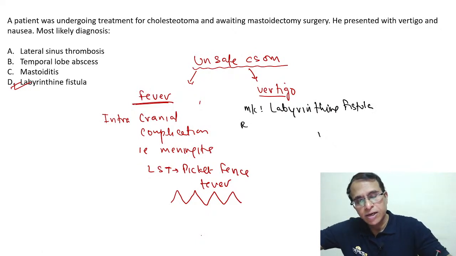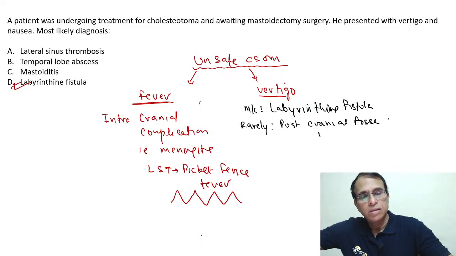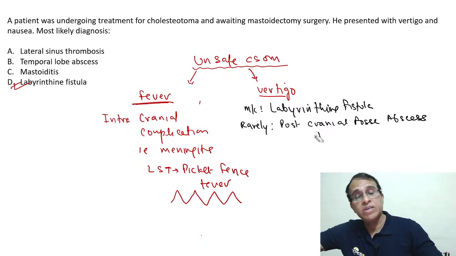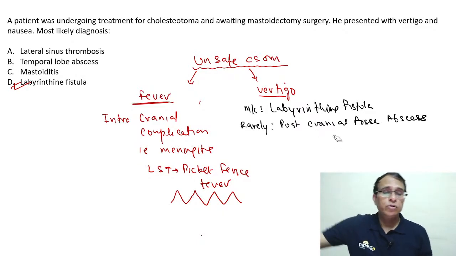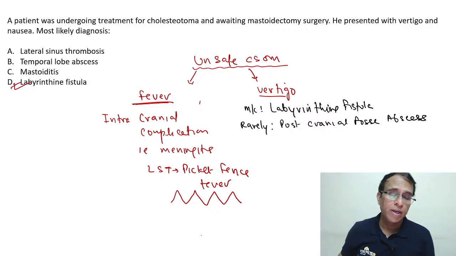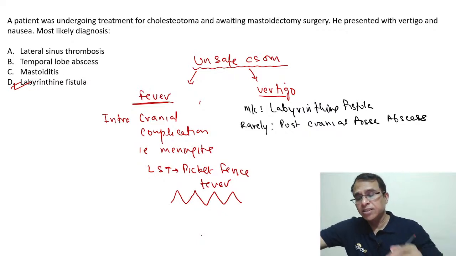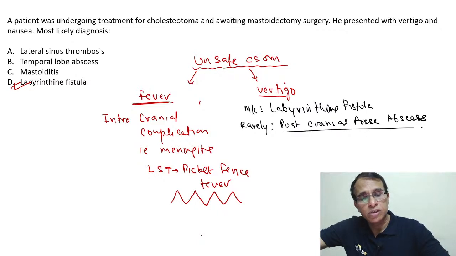Less commonly, rarely, it could be a posterior cranial fossa abscess. An abscess in the posterior cranial fossa can also give rise to vertigo, because the posterior cranial fossa has the brain stem with the cerebellum, you know. So if you disturb the cerebellum or the brain stem, then the chances of vertigo are there. But it is a very uncommon complication. Most likely it is labyrinthine fistula.